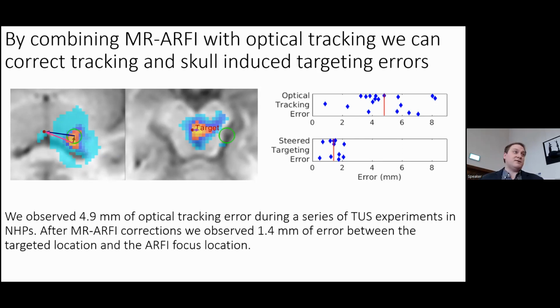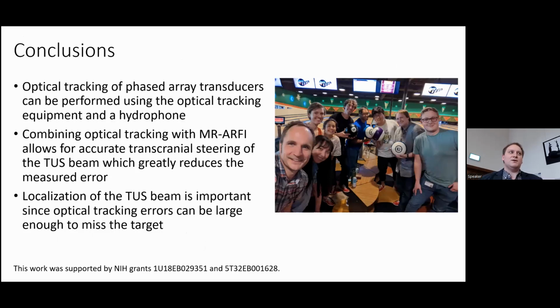Then on the right is a summary of our data. Across these studies, we saw approximately 5 millimeters of error with our optical tracking system. When we look at our new steered coordinate compared to the target of interest, we reduce that to about 1.4 millimeters of error. So my main conclusion is optical tracking is great, but if you have a sufficiently small target and sufficiently small focus, you need to really think about whether you are hitting your target of interest and what other tissues you might be sonicating, and then see if you have a way to correct for this.